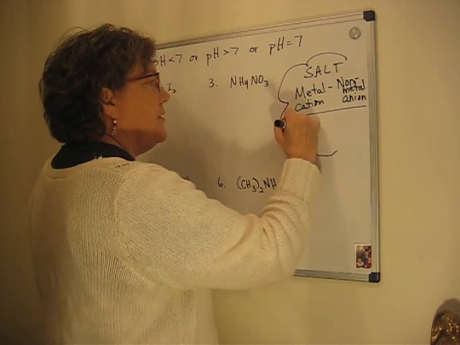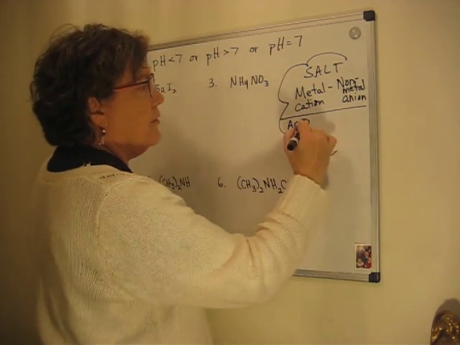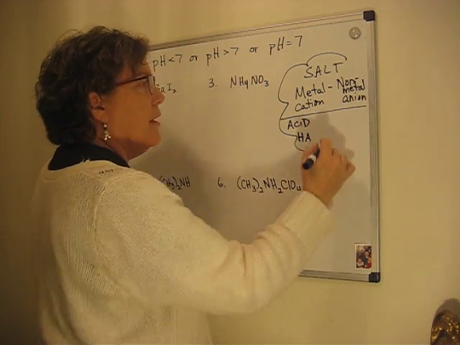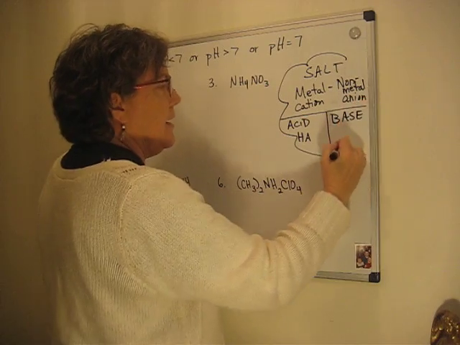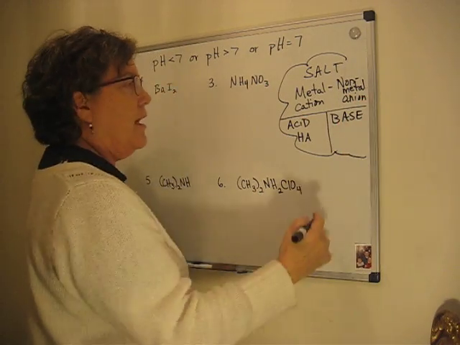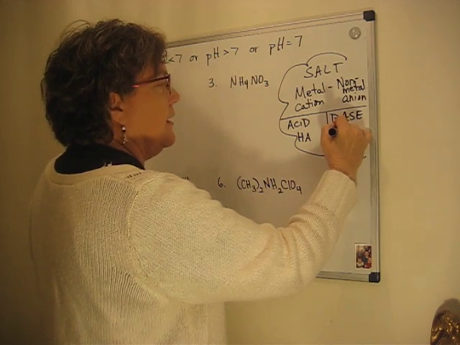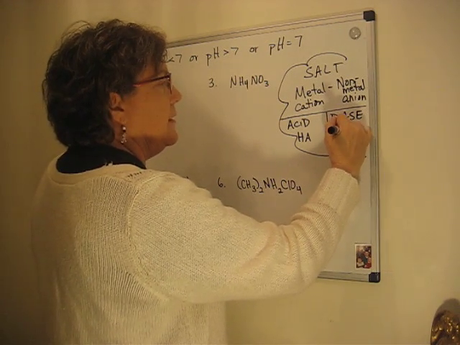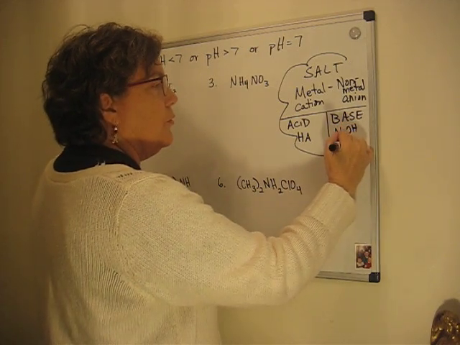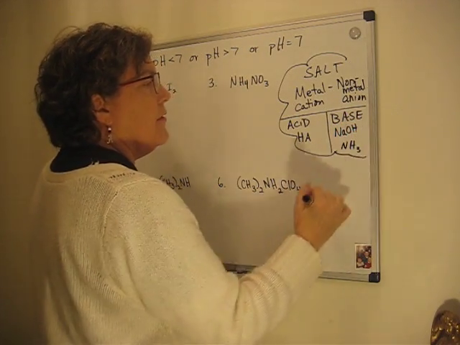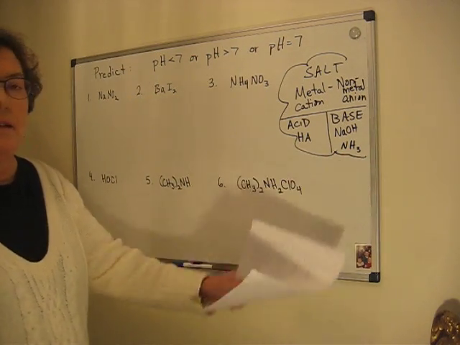Okay, acids. You should see an H with some anion part, and a base. Not all bases have hydroxide, but most of yours will have hydroxide. So something like sodium hydroxide, or we learned one special base that didn't have hydroxide, and that's ammonia. So you got to be able to recognize these things.